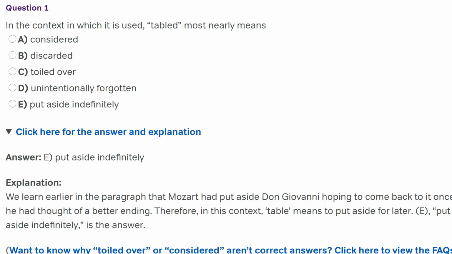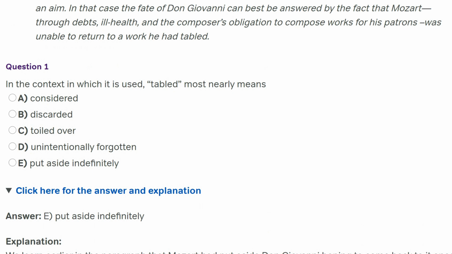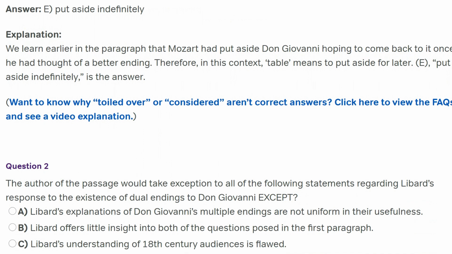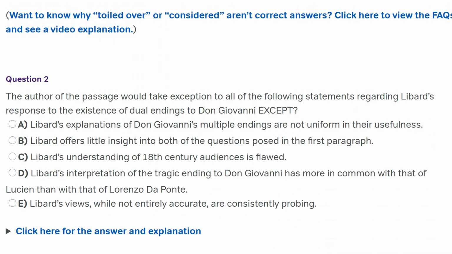I would say I got that through two reasons. One, kind of knowing about the word tabled, but also the context eliminated the other answers. So I was left with that answer, which wasn't the best, but it was decent. Put aside, hoping to come back to it once you thought of a better ending. Yeah, putting it aside for later. Quite happy with that. Now, question 2. Let's see if we can answer this just as well.